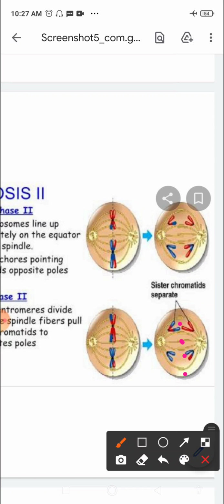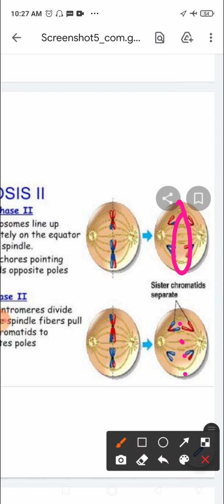Since the chromosomes in the metaphase stage were arranged in the center, on the equatorial plate, and it starts breaking from this region only, the centromere also splits apart from that region, and along with the spindle fibers they move towards the opposite poles, right?